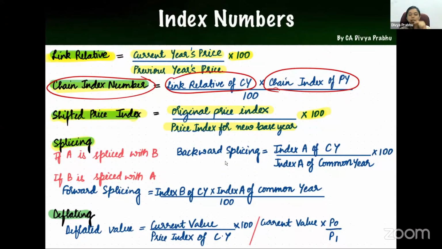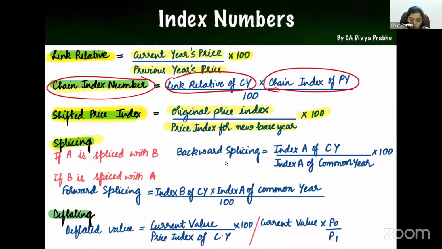Because of shifting the base year, you will have to recalculate the index numbers. Those index numbers you calculate like this, which is shifted price index numbers. Got it? Where the same index series is going on, in that just the base year is shifted from one year to another year. That is shifting of base year. Because of shifting of the base year, I will recalculate the index numbers, which is shifted price index numbers. Okay. Now coming to splicing.